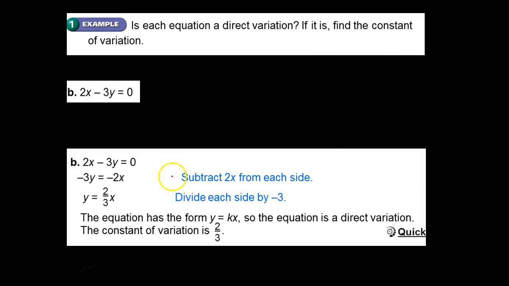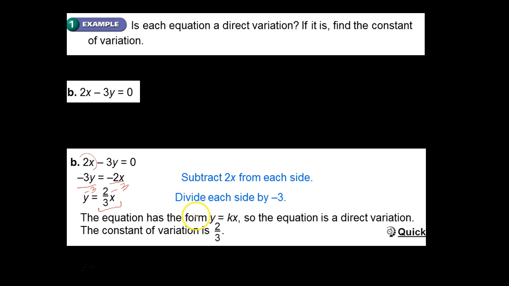Alright, here's what you should have done. You should have subtracted 2x from each side. So subtracting here leaves you with negative 3y equals negative 2x. My ultimate goal is to get y by itself, so I still needed to divide by negative 3. Whatever you do to one side, you need to do to the other. This makes it a positive 2/3 x. Y equals 2/3 x.